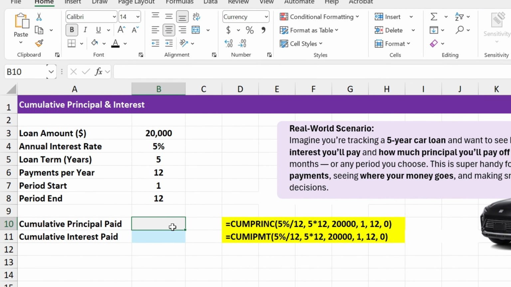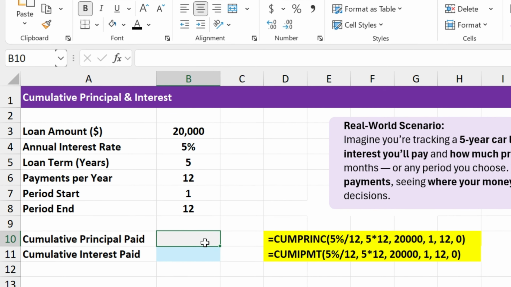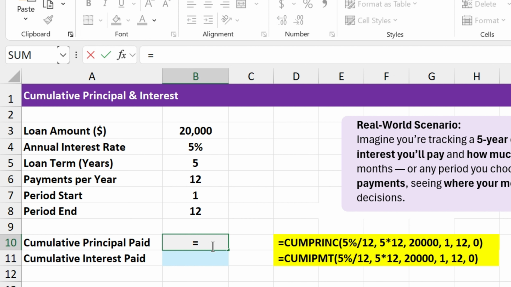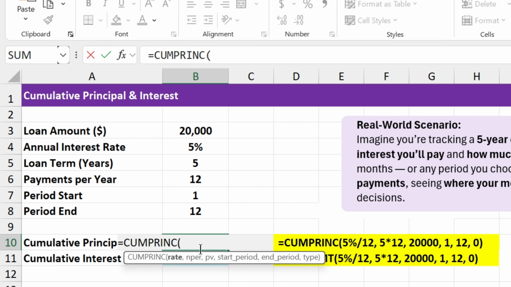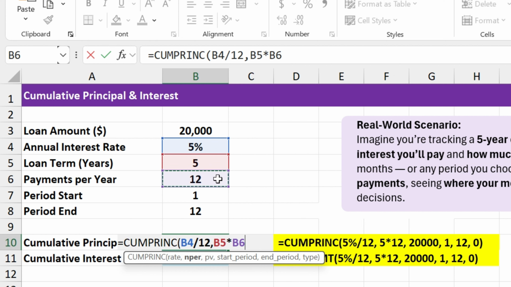First, the CUMPRINC function to find out how much principal we will pay off in the first 12 months. The rate is 5% divided by 12, since we pay monthly. NPER is 5 years times 12 months. PV is the loan amount.